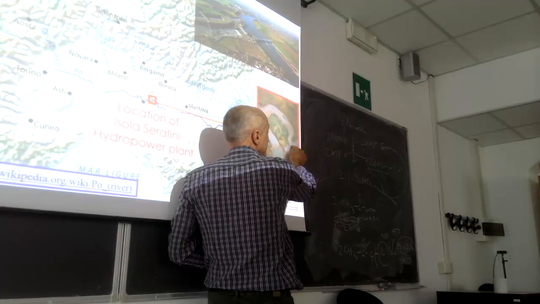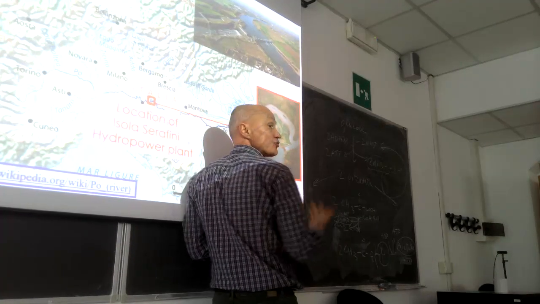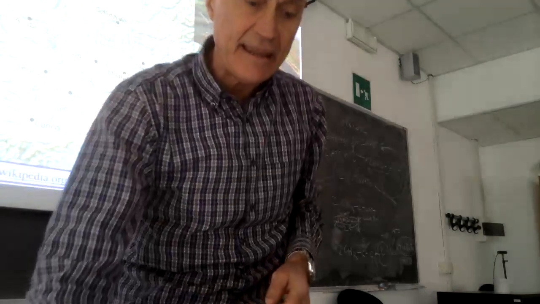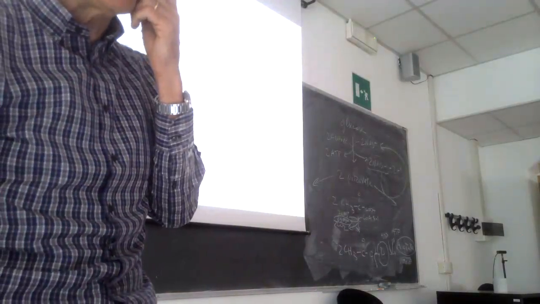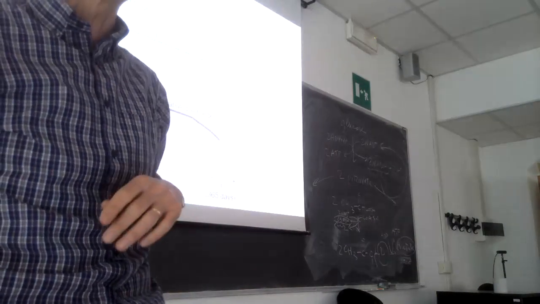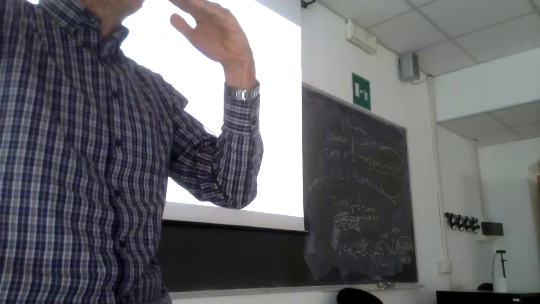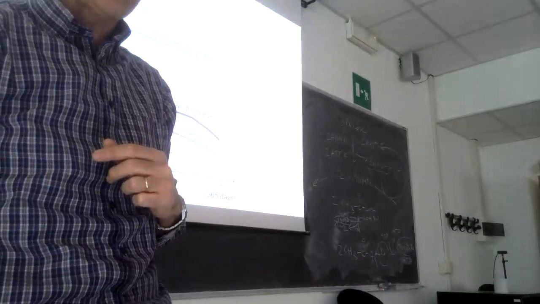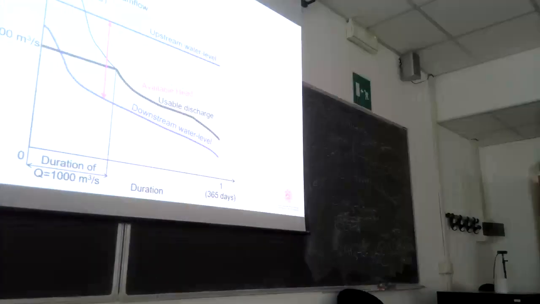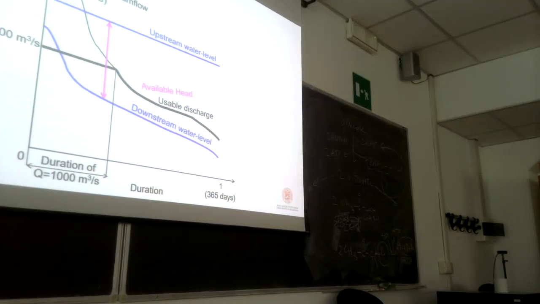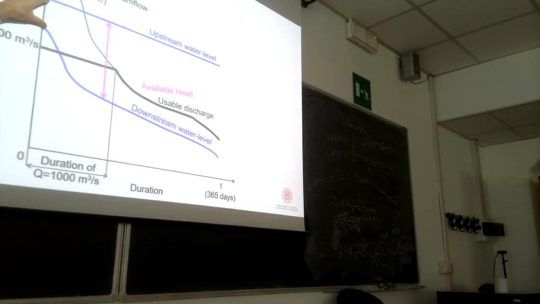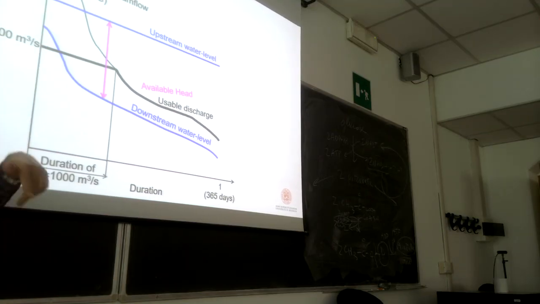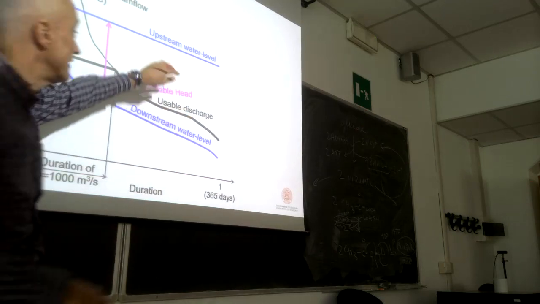So the hydraulic head is not constant. When you have the highest discharge, the head is the lowest. When you have the lowest discharge, the head is the highest. Okay? And power is gamma, which is constant, multiplied by Q, multiplied by the head. So when the discharge is high, the head is low. When the discharge is low, the head is high.